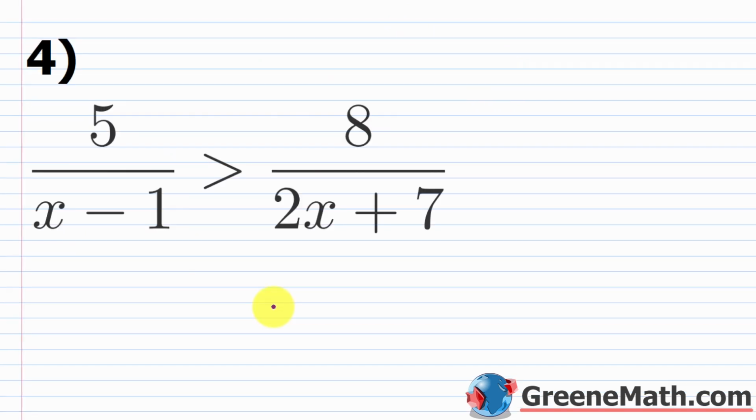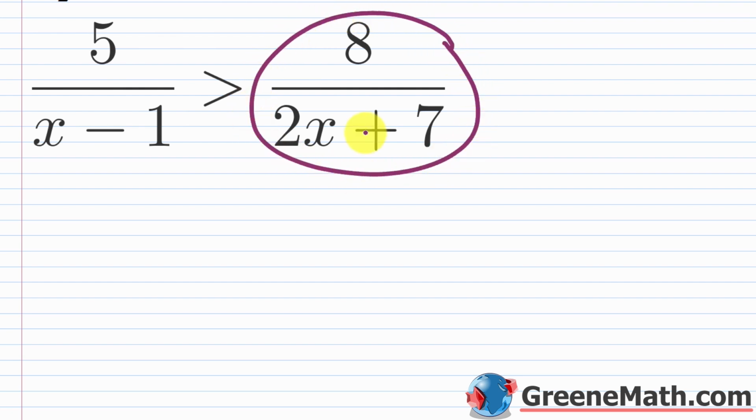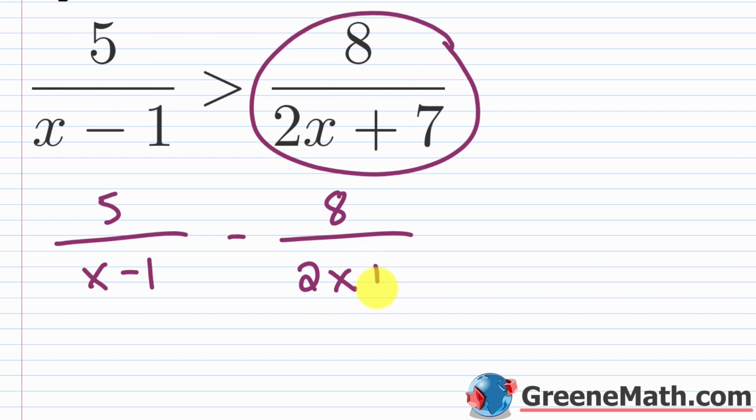All right, let's take a look at problem number 4. So we're going to have 5 over x minus 1, and this is greater than 8 over 2x plus 7. Again, the idea is to have a single rational expression on the left, and then your inequality symbol and 0 on the right. So I'm just going to subtract this one away from both sides of the inequality. So this is 5 over x minus 1, then minus 8 over 2x plus 7, and I'll keep my greater than symbol, and this is going to be a 0 now. From here I need to get a common denominator.